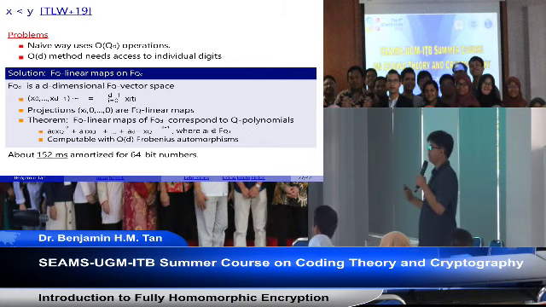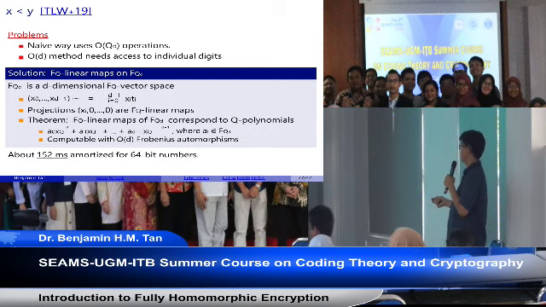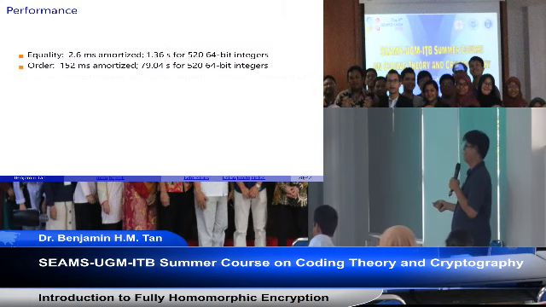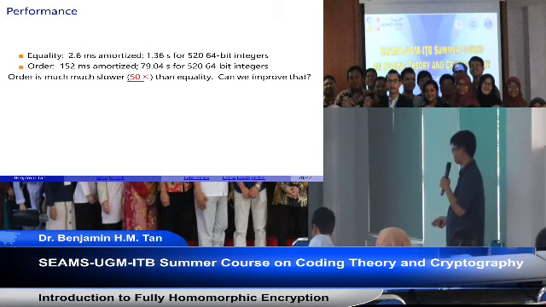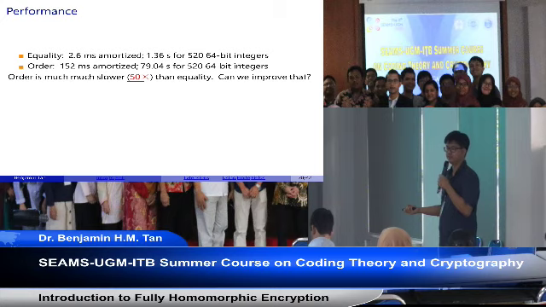If you look at the performance of these things, you see a very big gap. Equality is really, really fast compared to order, at least 50 times. And if you look at the amount of time it actually took to run the whole thing, the difference is also pretty big.